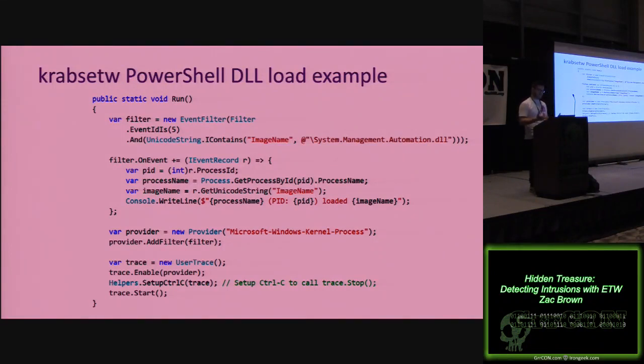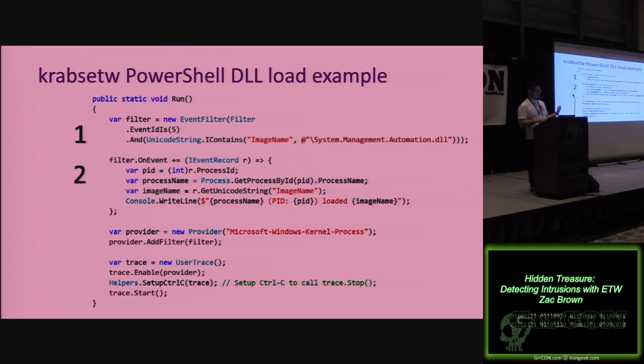Now we're going to talk about PowerShell DLL loading. This happens when an attacker ends up loading PowerShell in something you're not expecting. Usually it's system.management.automation.dll loaded into something like winlogon.exe or maybe explorer.exe. So up at the top, we're going to look for event ID 5, that's DLL load, and we're going to look at the image name property and check whether or not it contains system.management.automation. Again, we're going to set up a filter callback.